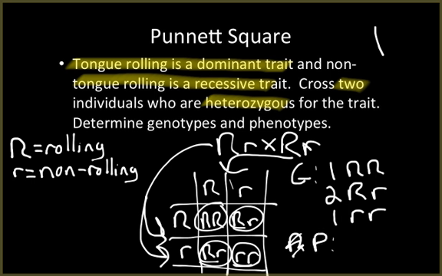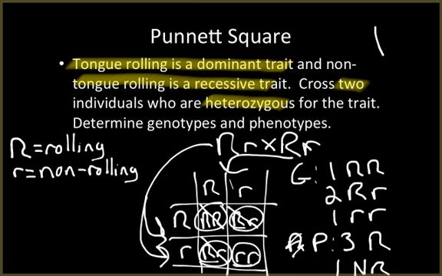So how many of these individuals are going to express the dominant trait? This one will because it has two dominant alleles, right? And these two will because the dominant masks the recessive, right? So we're going to have three individuals that can roll their tongue and one individual who cannot roll their tongue. All right? That is the information that you need to be able to determine from a Punnett square.